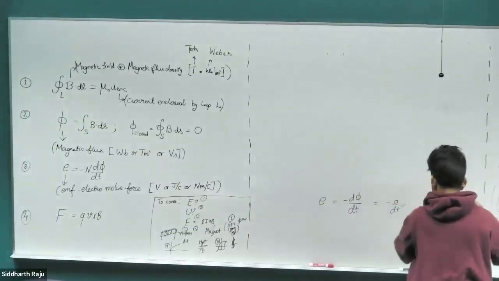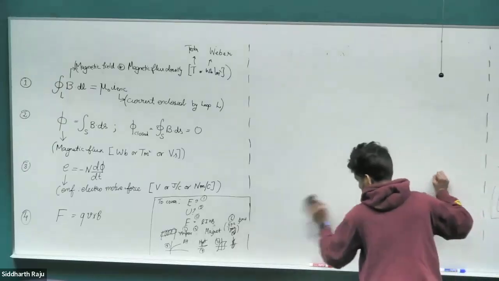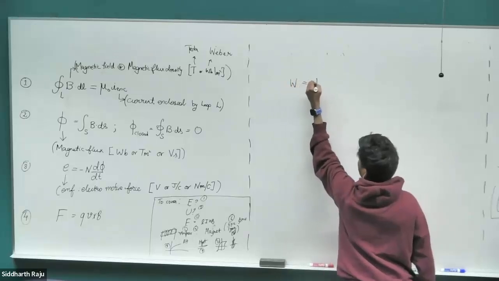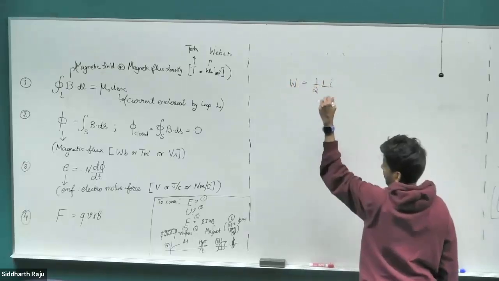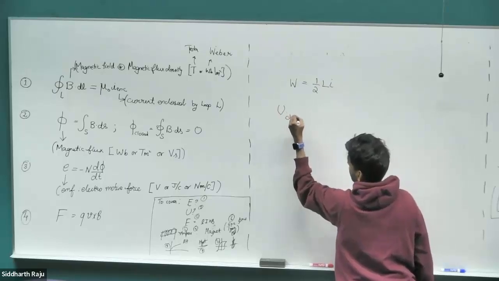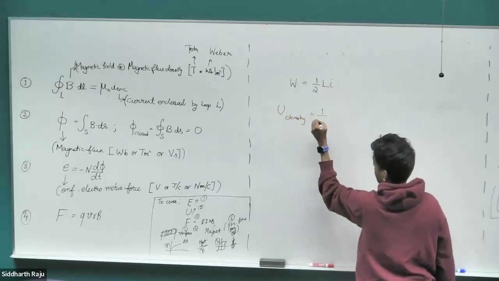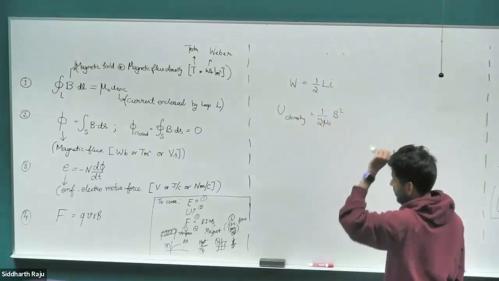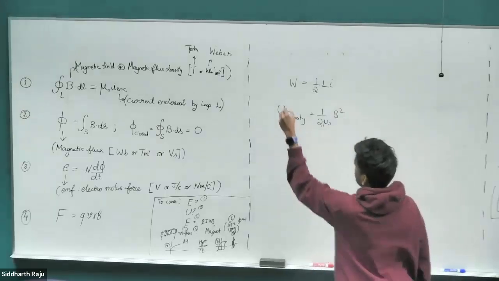So the energy in an inductor will be half L i square. So in the first lecture I gave you a formula for the energy density of a magnetic field, B square over 2 mu naught. We made a promise that I will do the derivation for that too. We don't assume any formulas.